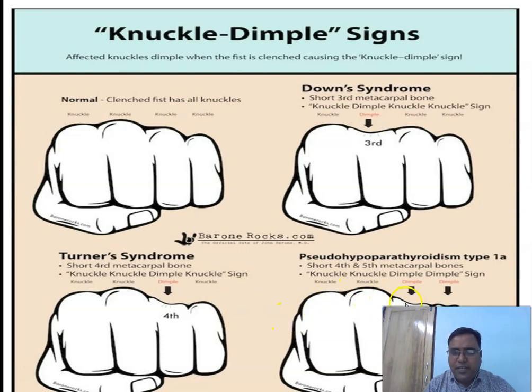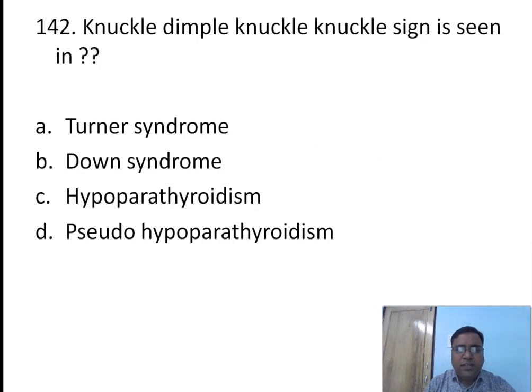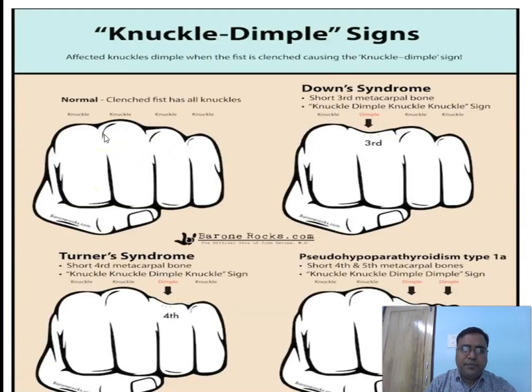Knuckle, dimple sign is your pseudohypoparathyroidism type 1A. Knuckle, dimple, knuckle sign is your Turner syndrome. Similarly, knuckle, dimple, knuckle sign, this is your Down syndrome. So the answer is here, it is written, knuckle, dimple, knuckle sign. The answer is Down syndrome.